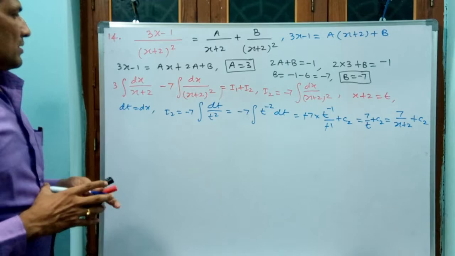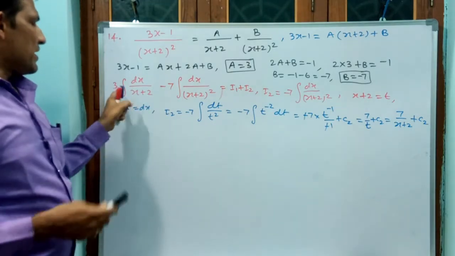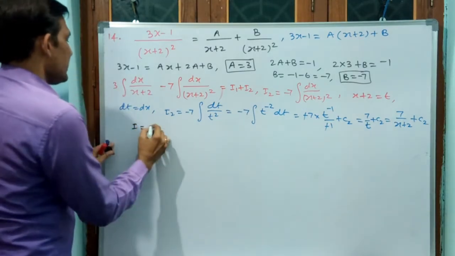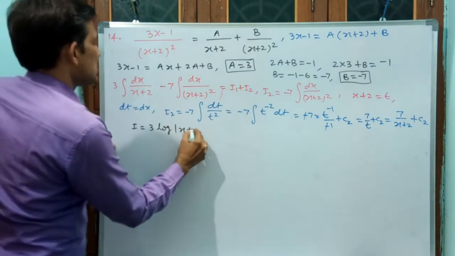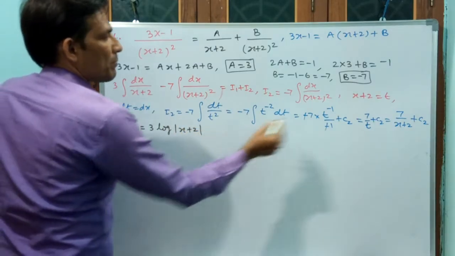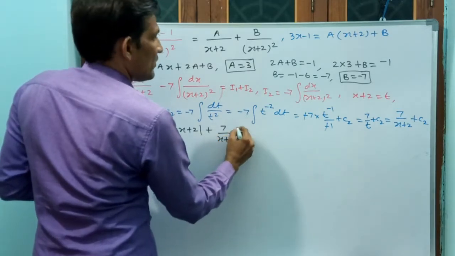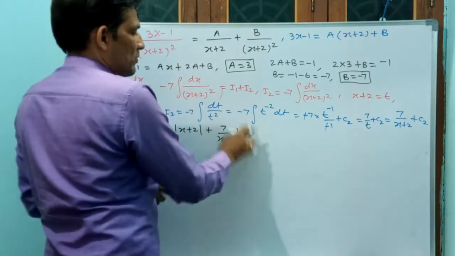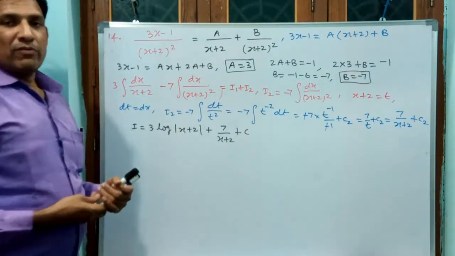Okay? Now you can write the answer directly. Why? Because this is very easy. See how I am writing: I is equal to 3 log of modulus x plus 2 plus 7 by x plus 2 plus c. Why? Because for this c1 and this c2, the total is going to become c. This is your final answer for question number 14.